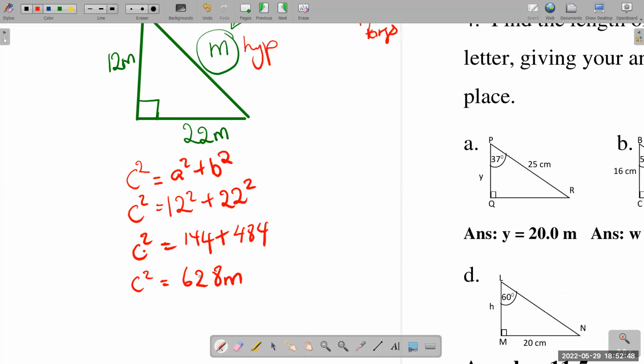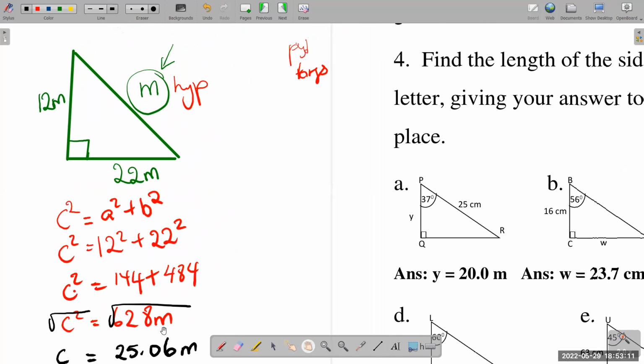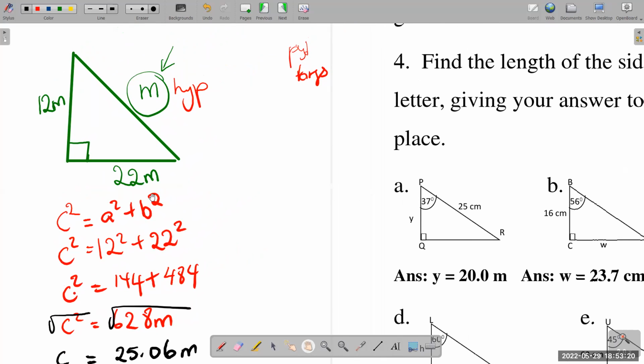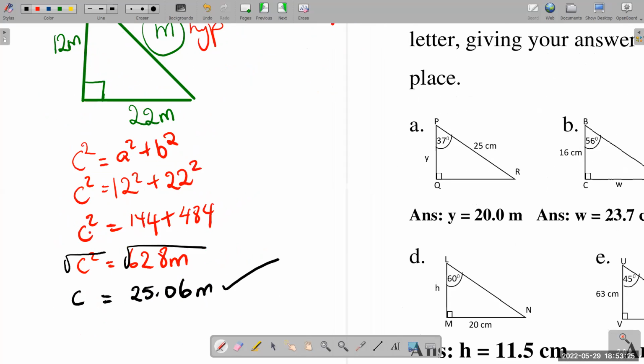Now, is this my answer? Did they ask us for C squared or C? So what do we do last? We square root both sides. Excellent. So when we square root both sides, C is equal to, what's the answer? 25.06 meters. Now, a question: how do we know this is kind of right? We know the hypotenuse is always the longest side, so it has to be greater than 12 and greater than 22. So it's looking like we're good to go. Everybody see how to use Pythagoras? Remember how to use it?